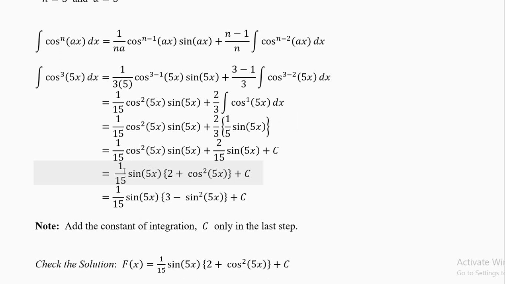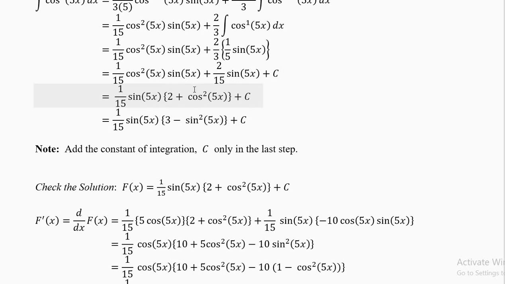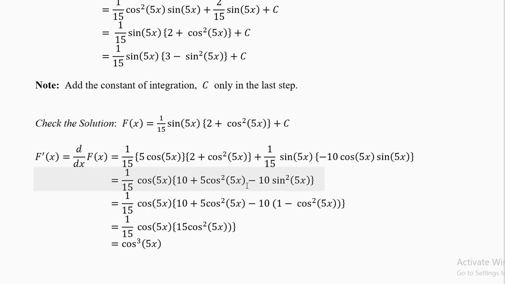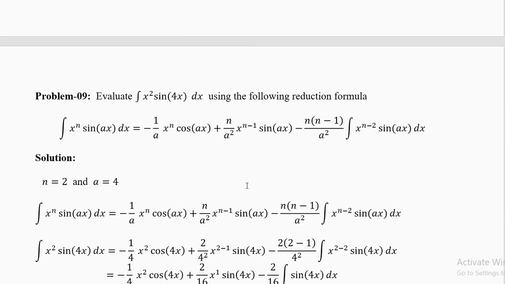Now this is your final answer with plus c. We can do some trigonometric manipulations on this. Do not worry about the trigonometry part of it. Your integration stops here. Now check your answer by differentiation. Now we have another type of reduction formula for the question integral x squared sine 4x using the following reduction formula.